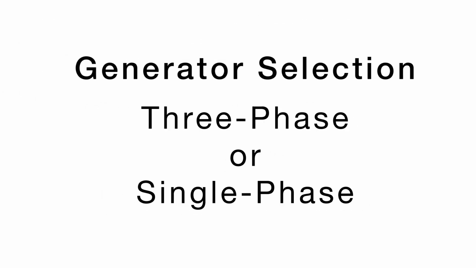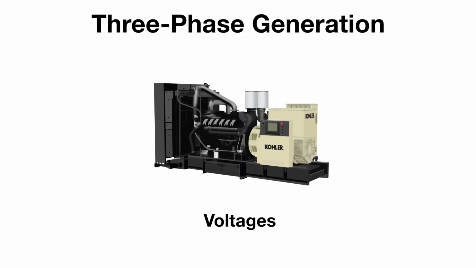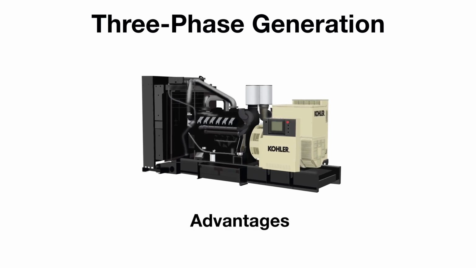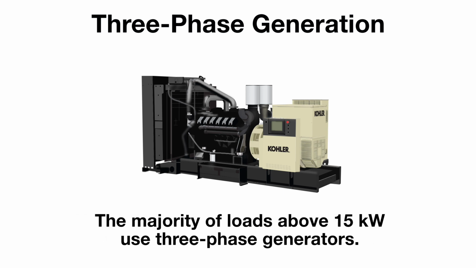Engine-driven generator systems are supplied in single and three-phase configurations. This video explains three-phase configurations, covers voltages available, and the advantages of using a three-phase generator. While for some applications there are larger single-phase generators, the majority of loads above 15 kilowatts use three-phase generators.